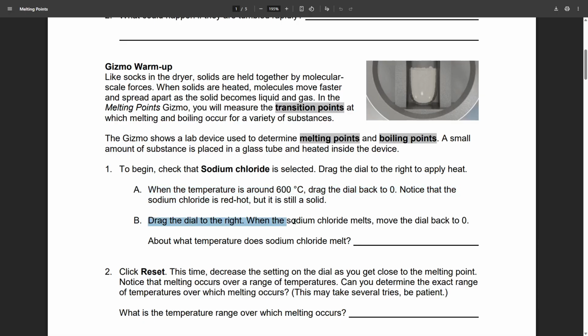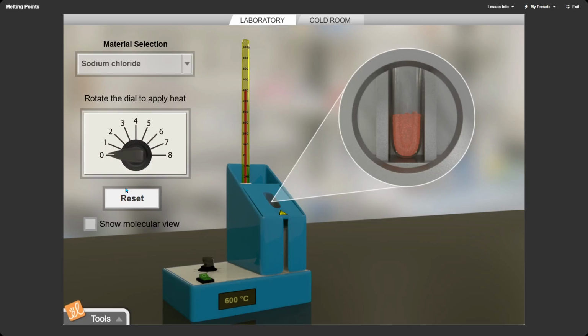Drag the dial to the right. When sodium chloride melts, move the dial back to 0. About what temperature does the sodium chloride melt? So we're going to try to get it close to 800. If you click and hold, you can do a little bit of a better job of controlling how fast it's going. So notice that it is around 800.